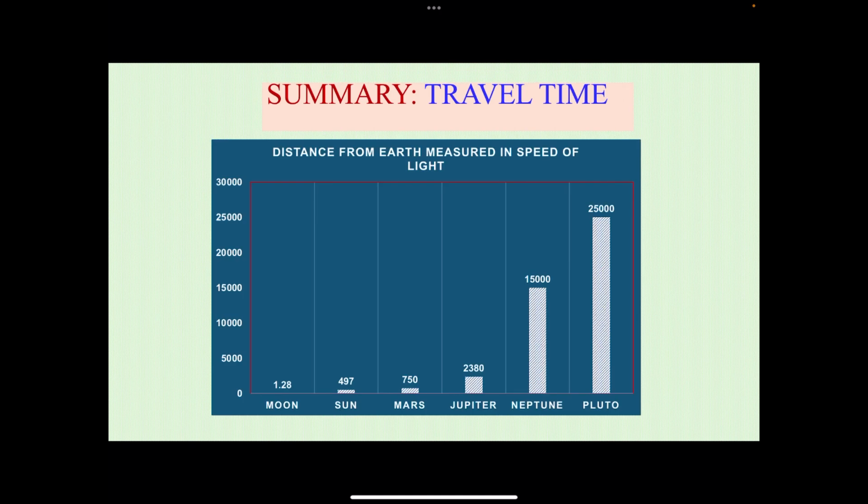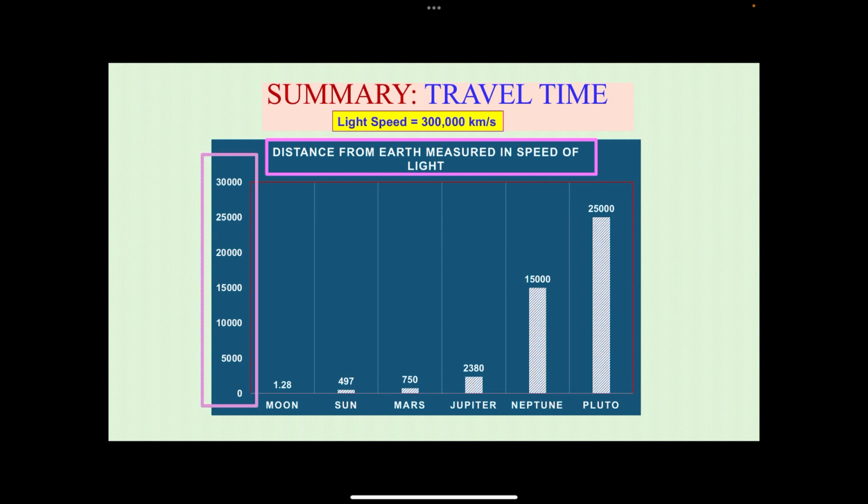Now we look at a summary of what we just covered. So this diagram shows the distance from Earth to other celestial bodies measured in the speed of light, which is 300,000 kilometers per second. The vertical axis shows the distance measured in seconds. So if we look at the moon, it takes about 1.28 seconds.